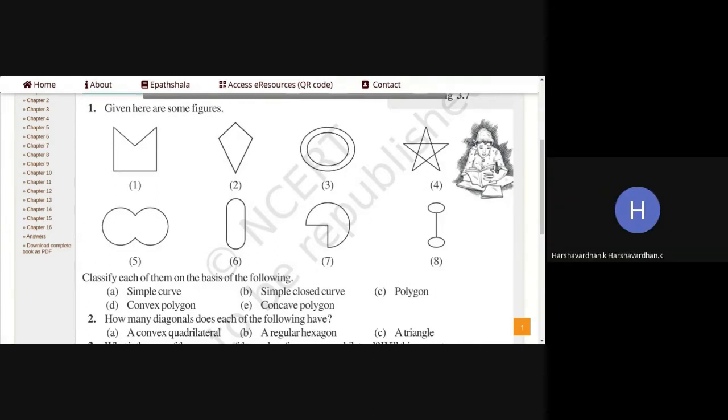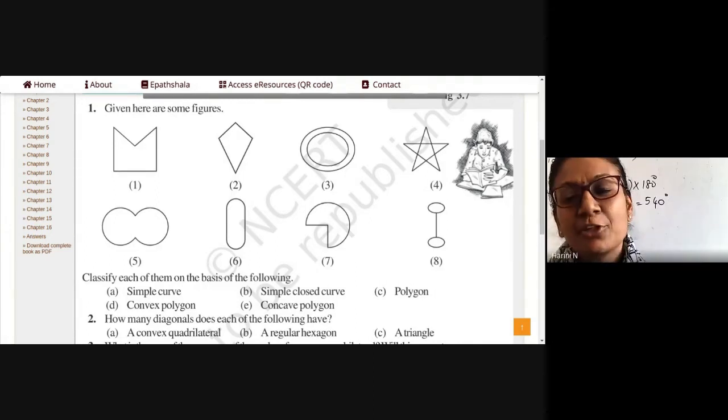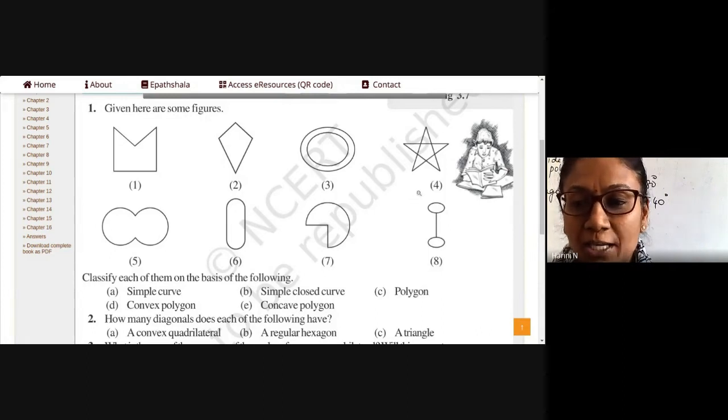Simple curve. Yes, it should be a simple curve. What about 4 now? Can you think what can be 4 now? Okay, if you're taking so much time, I will be only discussing the first one. I will get back to you tomorrow with the reason. You must tell me what that figure given is.